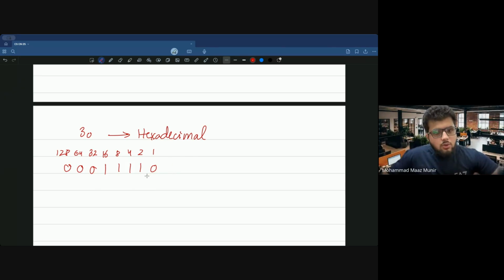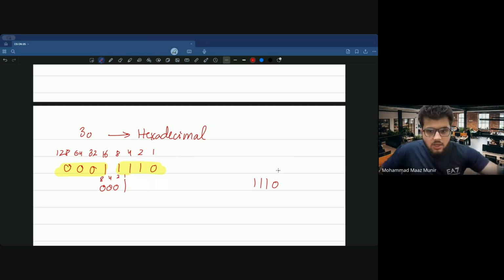So now, what do I need to do? Remember, you need to break it into nibbles. So 4 group 1, 4 group 2. Now deal with them separately. We have 1, 1, 1, 0, and we have 0, 0, 0, 1. So again, values 1, 2, 4, 8 separately for each of the nibbles. 1, 2, 4, 8. What's this? It's a 1. And what's up here? 8 plus 4 is 12, and 12 plus 2 is 14. We have a 14, right?